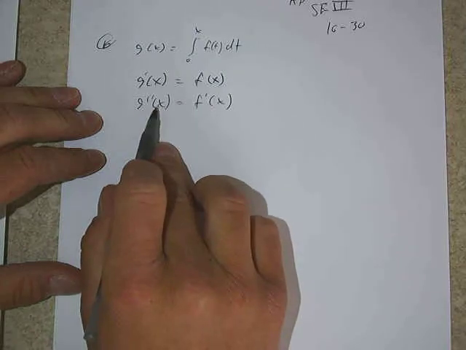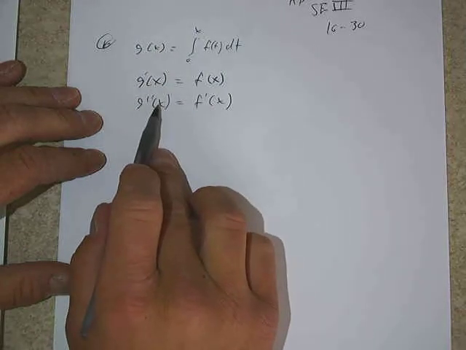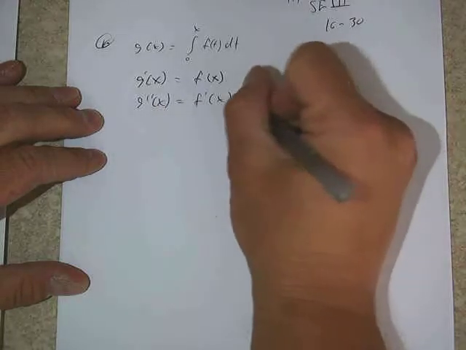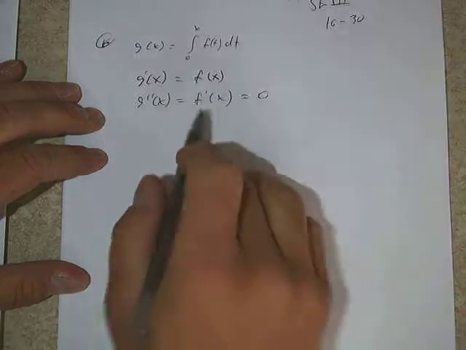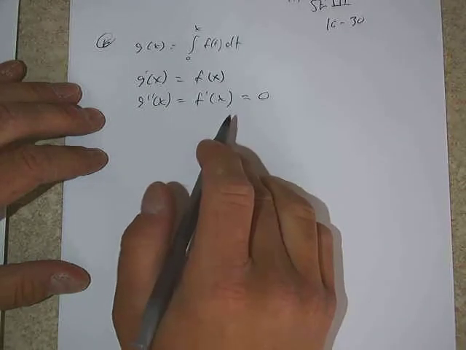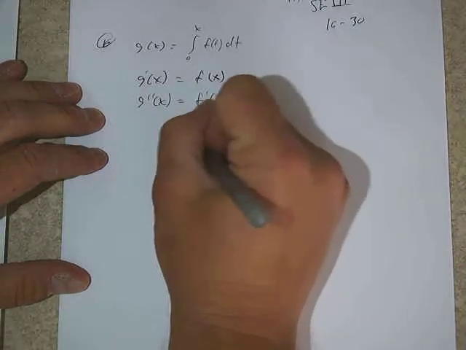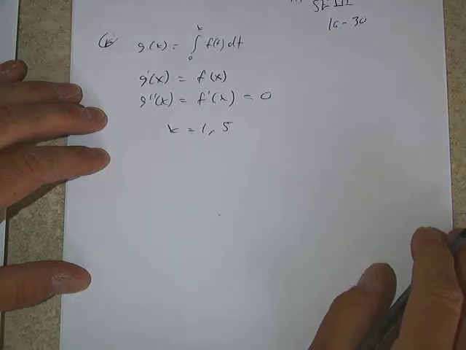So ultimately g is going to change concavity when this equals 0. And there's nowhere it doesn't exist, so we know it's just where it equals 0. So ultimately we want to know when this equals 0. Those are going to be our candidates. So when does the derivative of f equal 0? Well, they told us that there's a relative minimum at 1 and a maximum at 5. So x equals 1 and x equals 5 would be our two candidates.